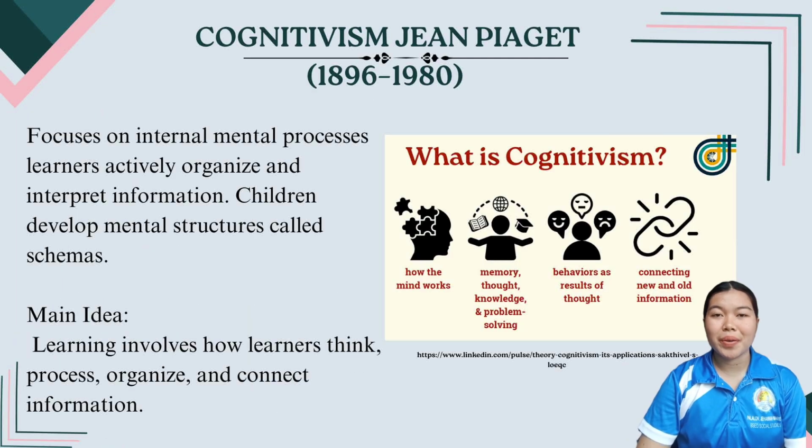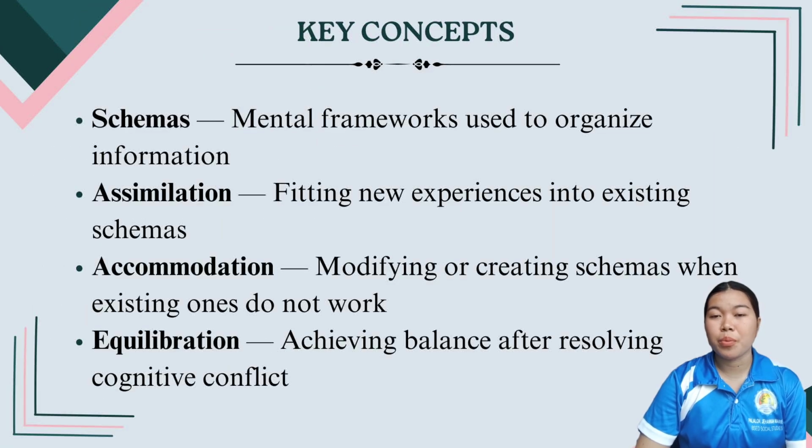reinforcement. The second theory is cognitivism, which we will discuss through the work of Jean Piaget, who lived from 1896 to 1980. Unlike behaviorism, which focuses on observable behavior, cognitivism focuses on what happens inside the learner's mind. It examines processes such as attention, memory, thinking, reasoning, problem solving, and information processing. Piaget believed that children are active learners who construct mental structures called schemas. A schema is a mental framework that helps us organize and understand information.